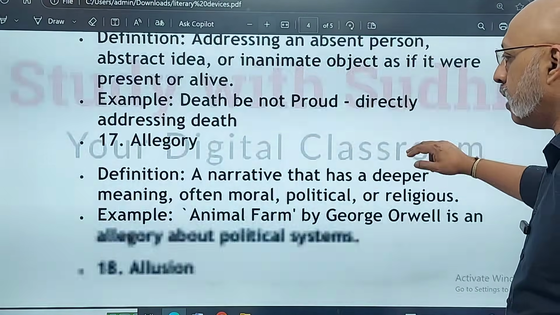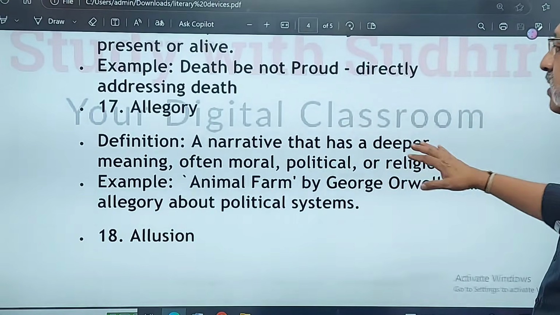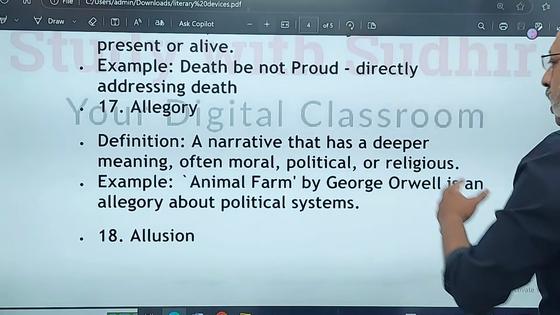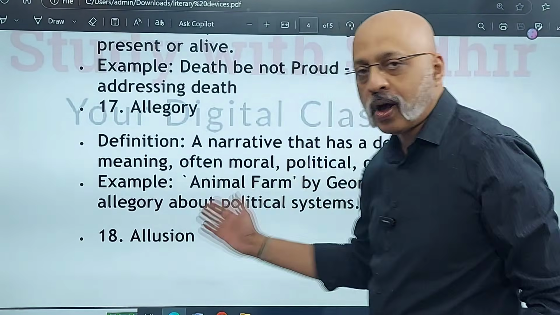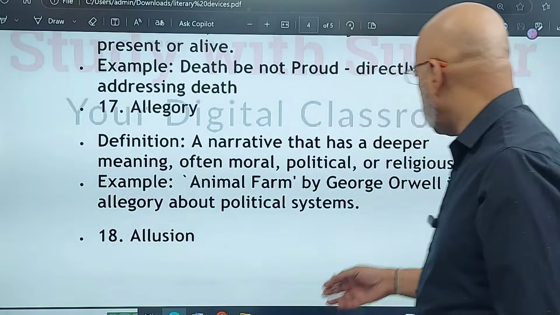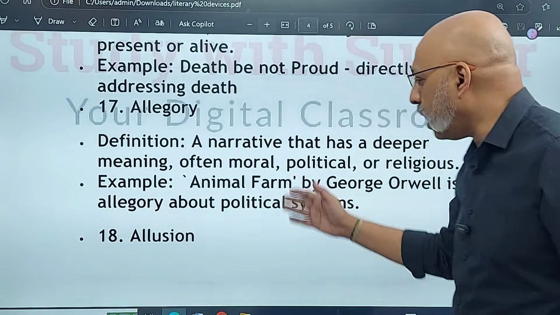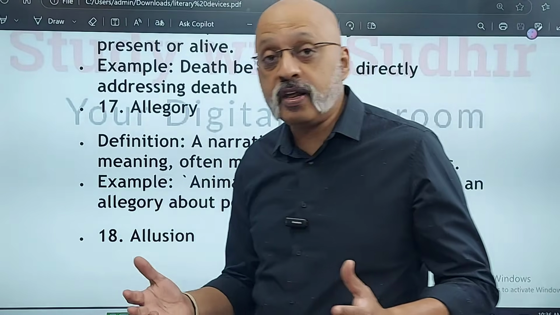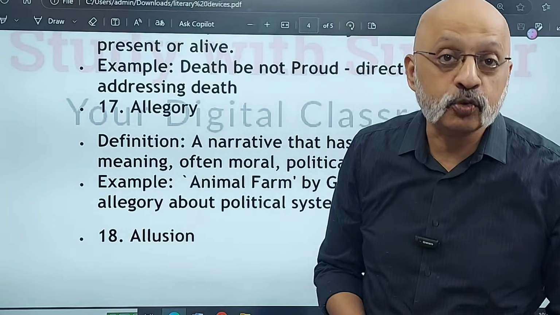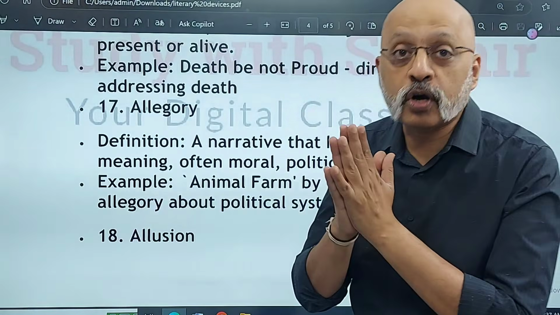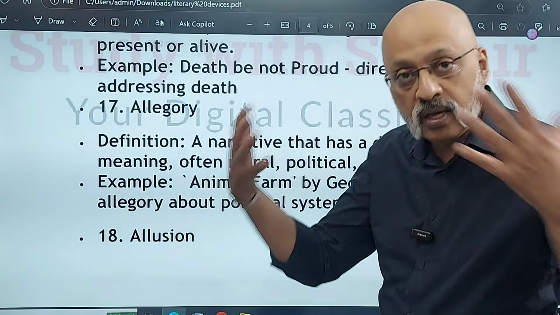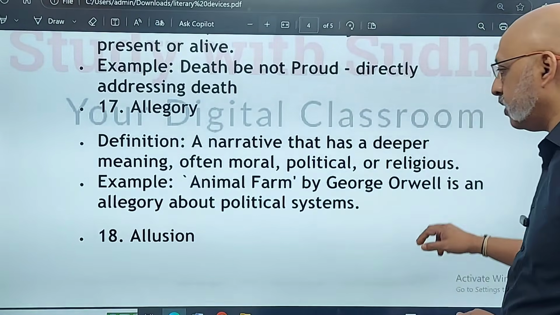Then allegory. It's a narrative form that has a deeper meaning and usually a moral lesson at the end of the poem, political or religious. I don't know how many of you have read Animal Farm. It is a must-read book by George Orwell. It is an allegory about the political system, and you would find it very strange how much of what he wrote is actually true even in the 21st century. You must read it because it will give you a lot of awareness about the systems that are prevalent in society.